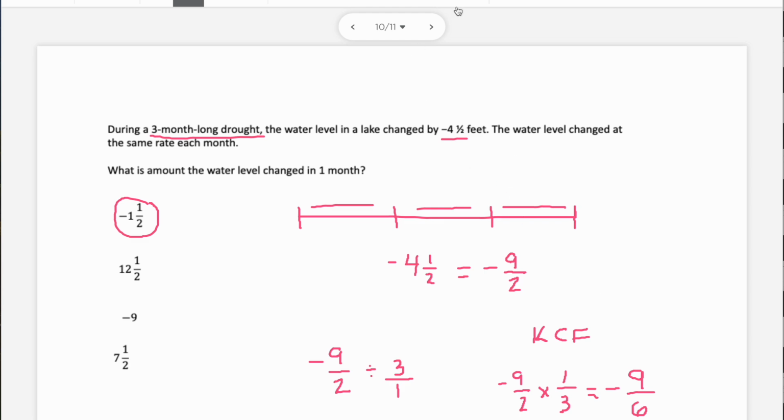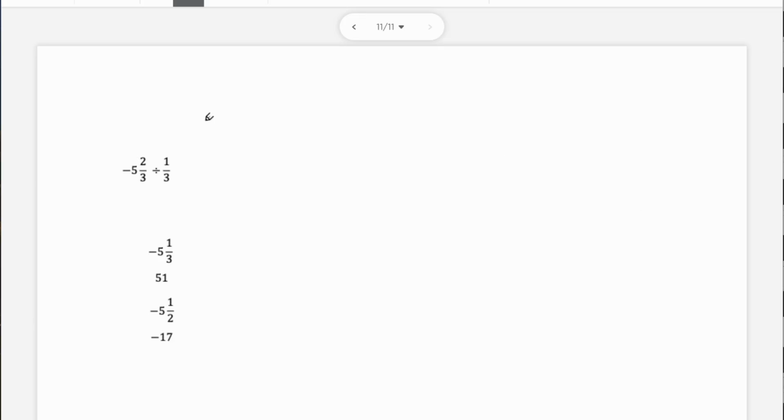All right, last one. We have a mixed number divided by a proper fraction. So before we do anything, we're going to change this mixed number into an improper fraction. We know it's negative, so let's go ahead and write our negative sign. 3 times 5 is 15, plus 2 more is 17 on the top. Keep the bottom number. There's our improper fraction, and just copy down the rest of the problem.